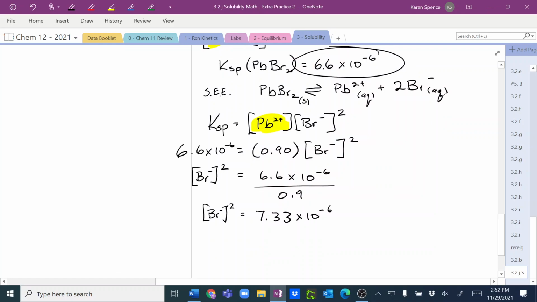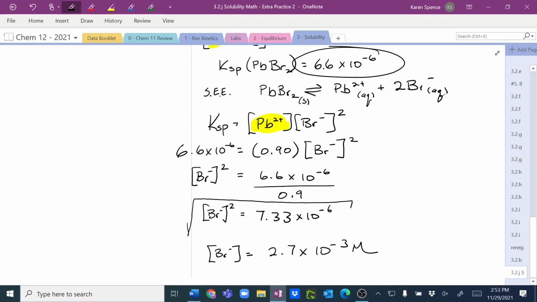So we need the square root of that whole thing. Bromide equals square root, 2.7 times 10 to the negative 3 molar. That's all they wanted. So that's part A. Shall we see what's in part B?